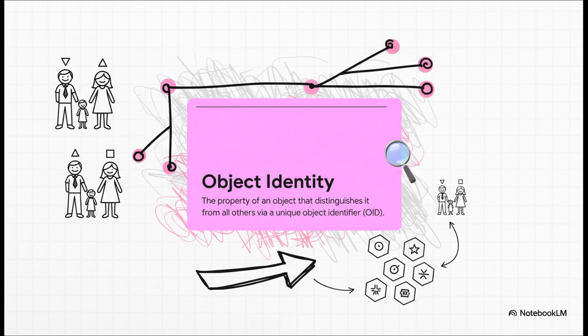An object identifier, or OID, solves this ambiguity. It gives every single object a unique ID, like a digital fingerprint, so the system knows with absolute certainty if we're talking about one John or two.